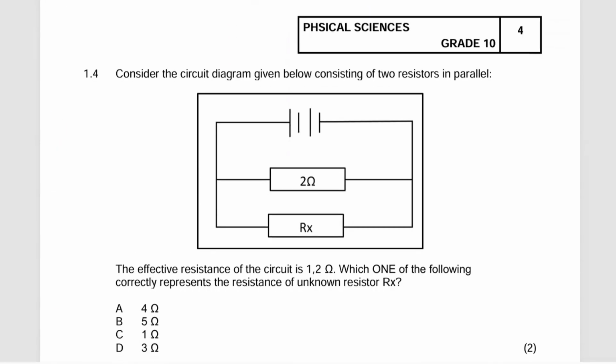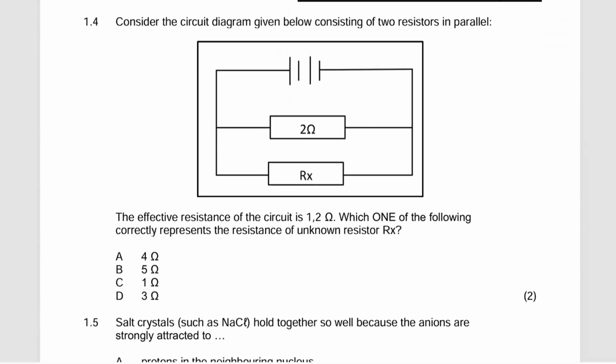Question 1.4. Okay, so electric circuits. It says consider the circuit diagram below consisting of two resistors in parallel, right? So we know it's a parallel circuit. Then it continues to say the effective resistance of the circuit is 1.2 ohms, right? So take note, by the term effective resistance, they refer to the total resistance of the circuit. Then they're saying which one of the following correctly represents the resistance of unknown resistor Rx, right?